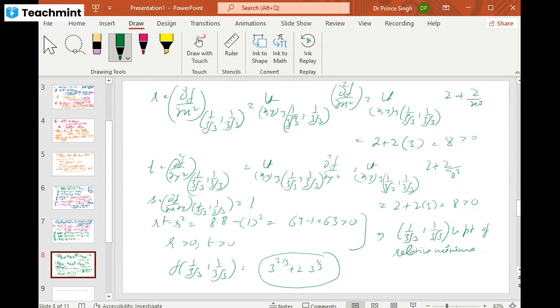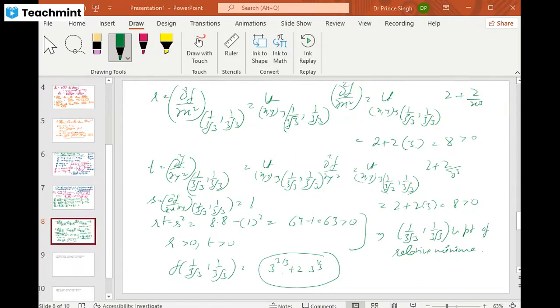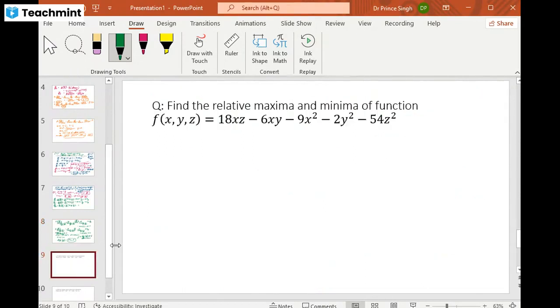Okay, now we are going to discuss the problem based on the function of three variables, right? So we have already discussed the case that if we have a function of three variables, then what is the criteria? So the first step is we are going to find out its first order derivative with respect to all the three variables. What is curly f upon curly x? It is 18z minus 6y minus 18x, 0 and 0. So 18z minus 6y minus 18x.